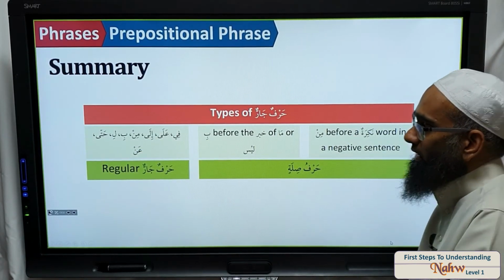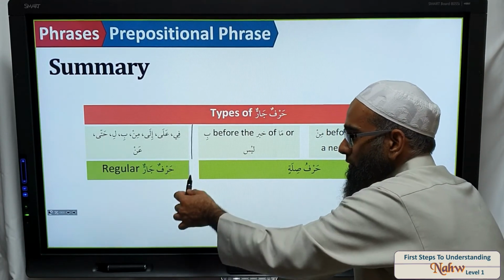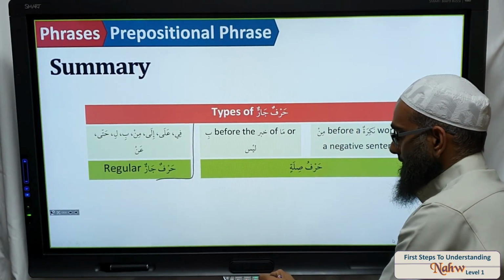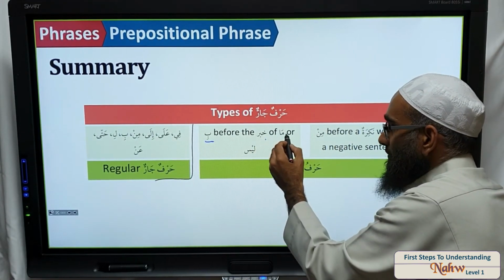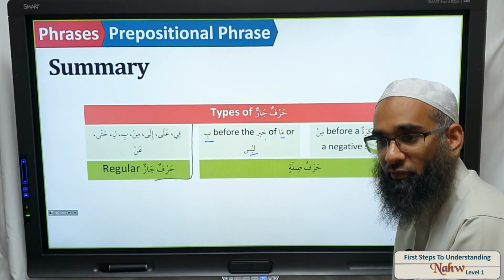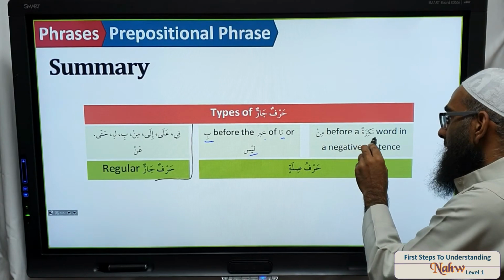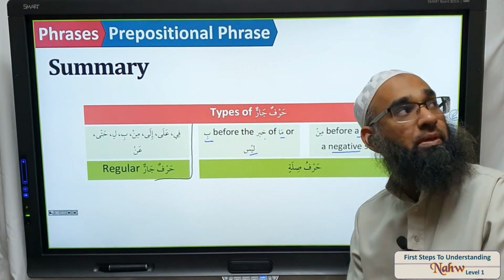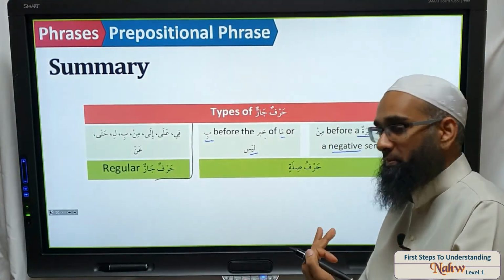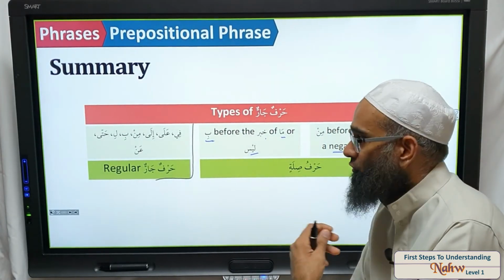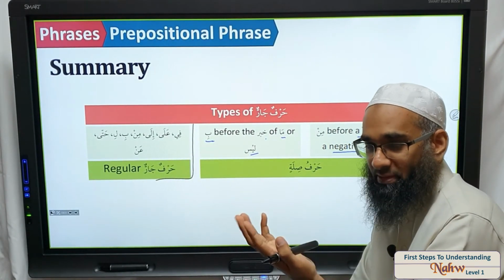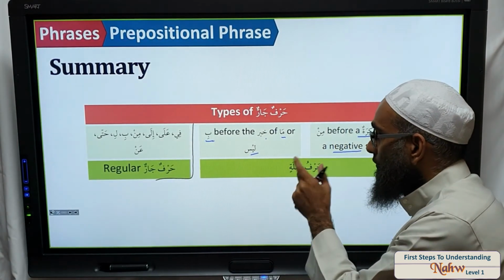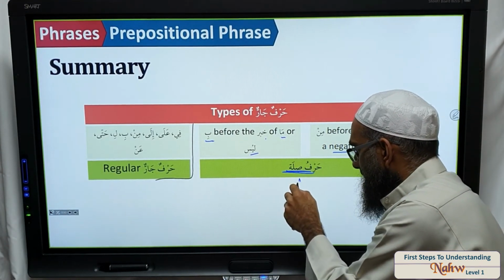So, what we're saying here, summary, is that the harfun jar can be used normally, as a normal harfun jarr. But if you have ba before the khabar of ma or laysa, it can be what? Harfu sila. And if you have min before a nakira word in a negative sentence, then this can create emphasis. So even the words after them will have a harfun jar on them, but they will portray what meaning? Emphasis meaning. And this harfun jar is not translated as from or with. Don't say with or from. These are huruf sila for emphasis. Harf sila, emphasis.